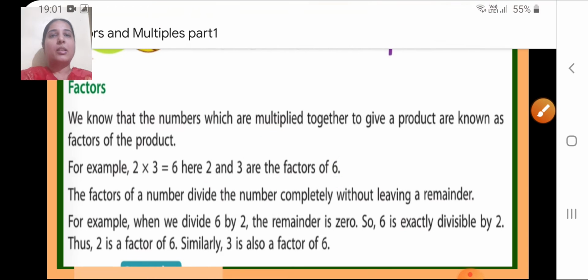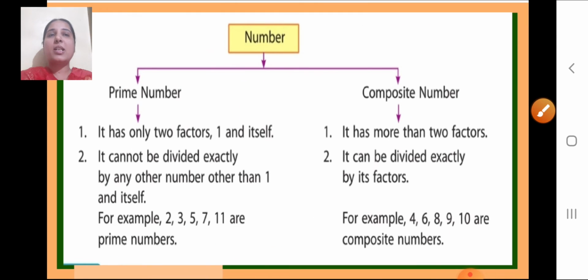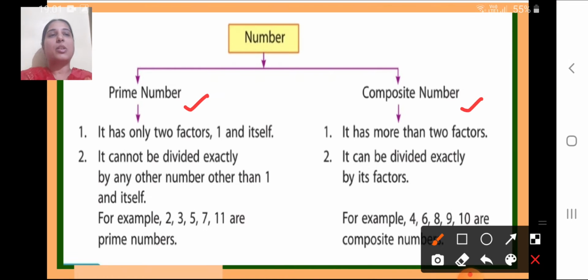Then we also discussed two types of numbers, that is prime numbers and composite numbers. A prime number has only two factors, that is 1 and itself, whereas a composite number has more than two factors. Or simply, prime numbers cannot be divided exactly by any other number other than 1 and itself.